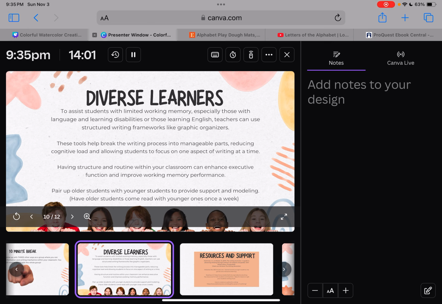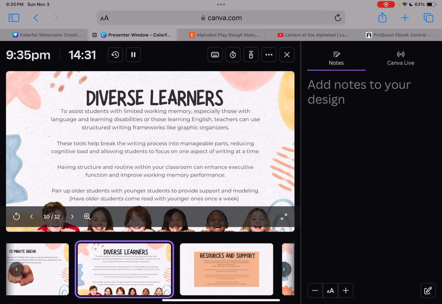Those tools are going to help the writing process, and it's going to break it down into manageable parts, and it's going to allow students to focus on one aspect of writing at a time. So instead of throwing a bunch of information at a student, you're going to break it down into smaller sections. You can use things like first this, then this is what we're going to focus on today. So first we're going to practice writing the letter A, and then we're going to do a paper about the letter A, something like that.